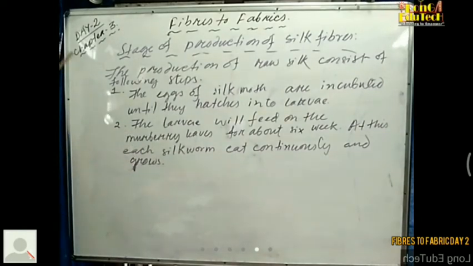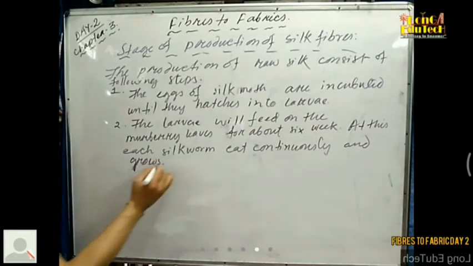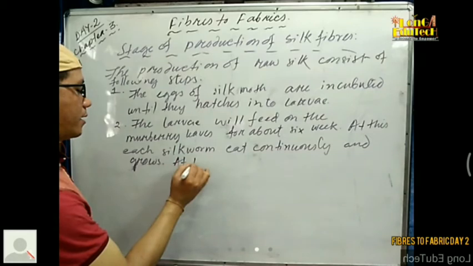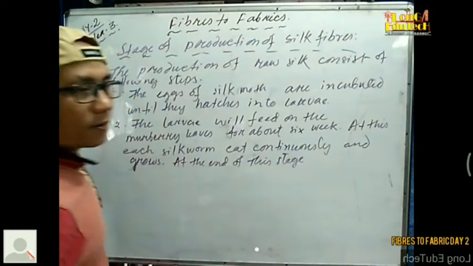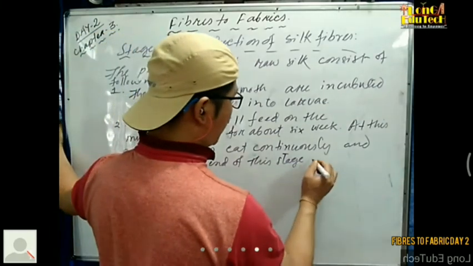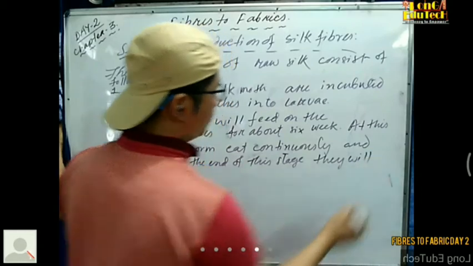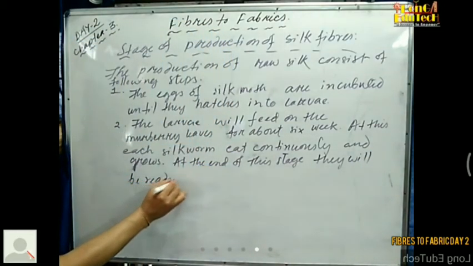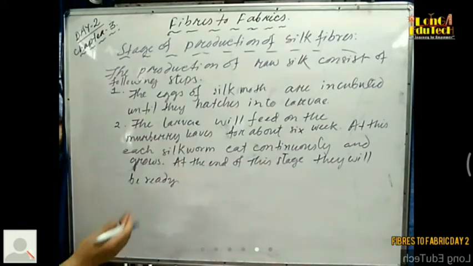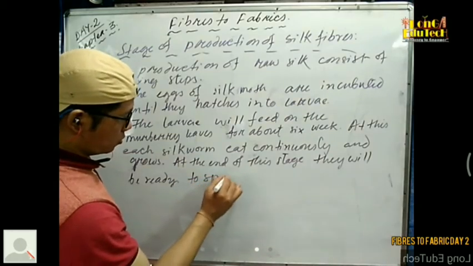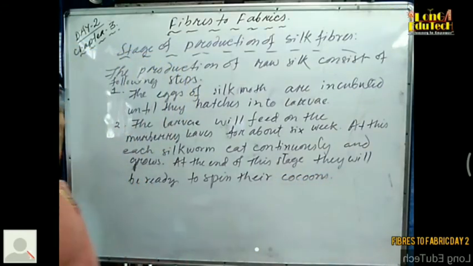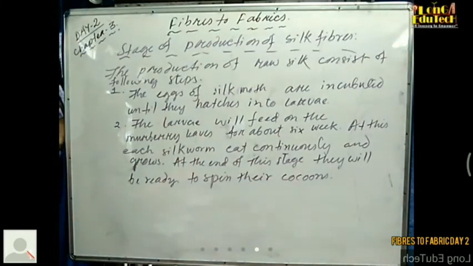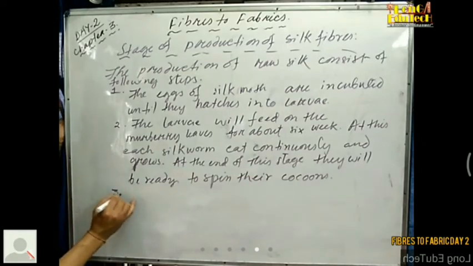Okay, they eat continuously and they will grow here. But what do they do? At the ends of these stages, they will be ready. Ready to do what? To spin their cocoons. So at this time they are ready, and they keep eating until they grow big enough.